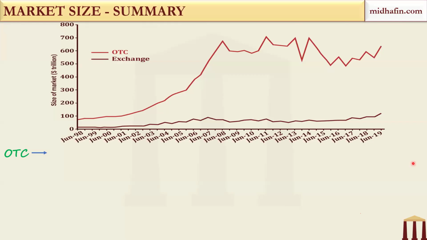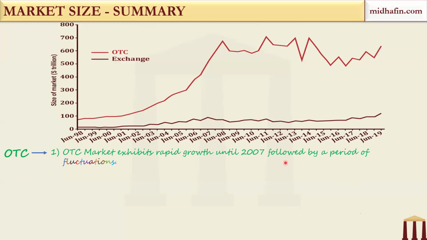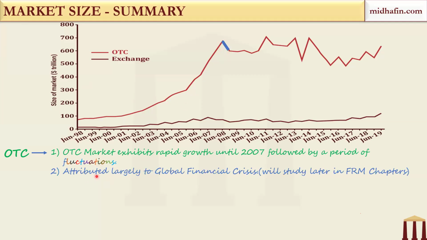Now this OTC market, as you can see, exhibits rapid growth until 2007, followed by a lot of fluctuations. The first part of the fluctuation that you see is over here, this part. Of course, this part can be attributed to the global financial crisis, which we'll study later in the Foundations of Risk Management chapters.